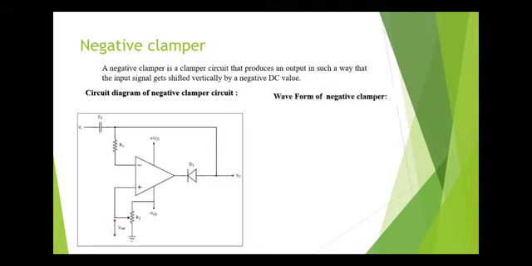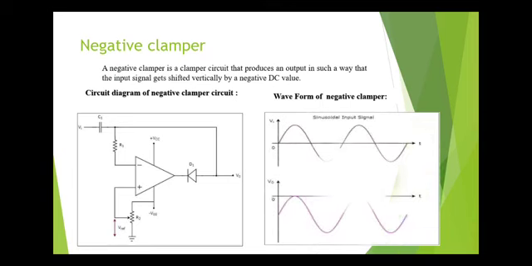Waveforms of negative clamper. These two waves are the input and output waveforms of a negative clamper. From this, we can observe from the output that the negative clamper shifts the applied input waveform vertically downward at the output. The amount of shifting will depend on the value of DC reference voltage.